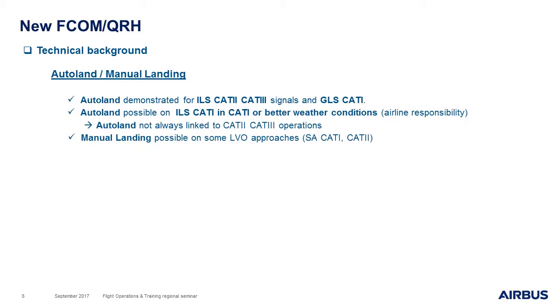Another point is that the manual landing is possible on some LVO approaches, Special Authorization CAT I or CAT II approaches. I'll remind you that Special Authorization CAT I is a CAT I approach with reduced minima that you can fly if you use the HUD.